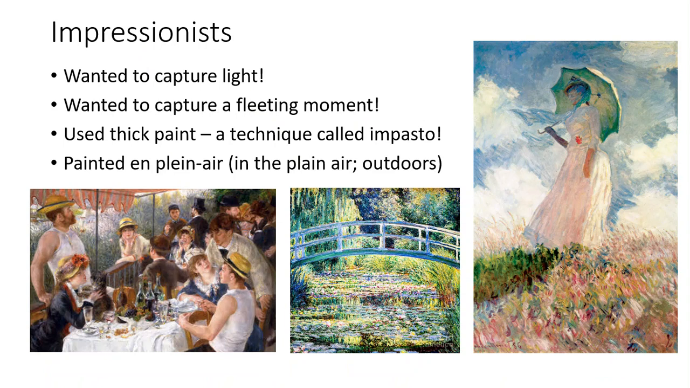The Impressionists were interested in capturing light. They were interested in capturing a fleeting moment before it disappeared. They used a lot of thick paint, a technique called impasto, and with tubed paint, they could take their paint outside and they painted en plein air, or in plain air, outdoors. Painters like Monet would paint the exact same scene over and over again at different times of the day and under different weather conditions to paint the way that the light impacted nature.